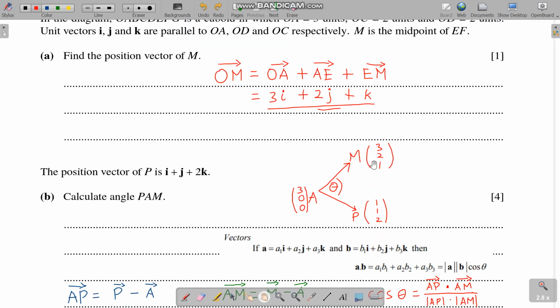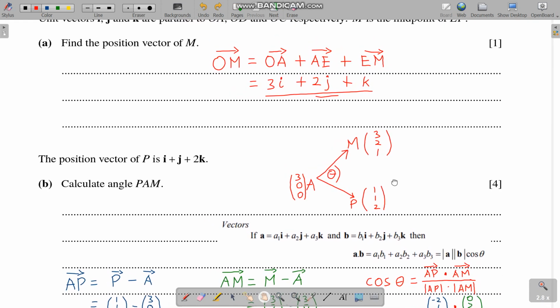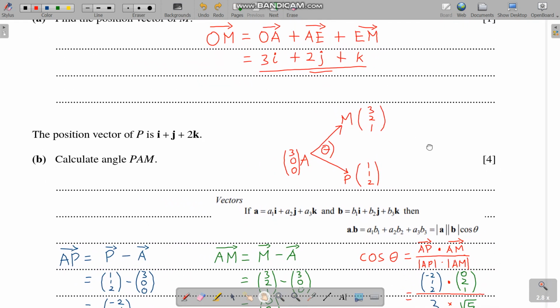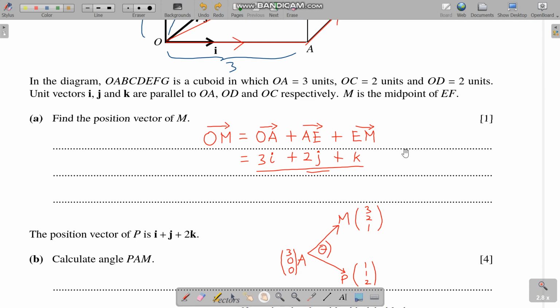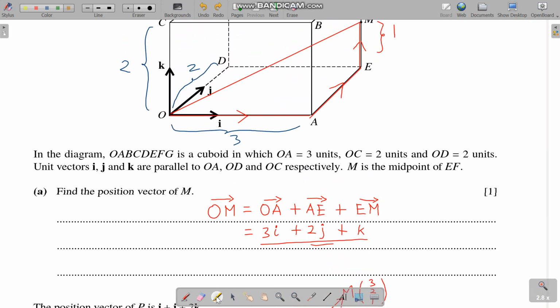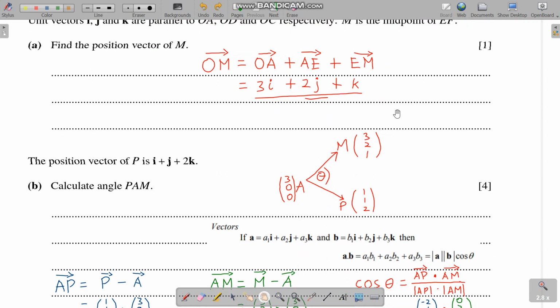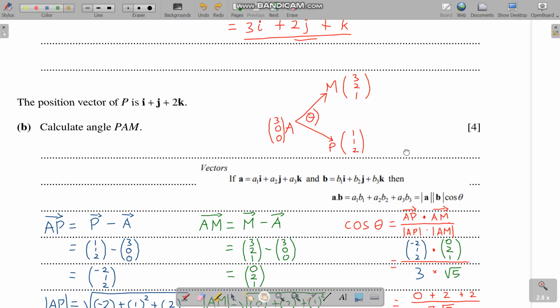Now for the next part, calculate the angle PAM. To calculate the angle PAM, just draw it like this, PAM. We're looking for the angle theta. The point P is (1, 1, 2). The point M from the previous part is (3, 2, 1). The point A, just read here, is 3I. So 3I means (3, 0, 0). So we have the coordinates of P, A, M.